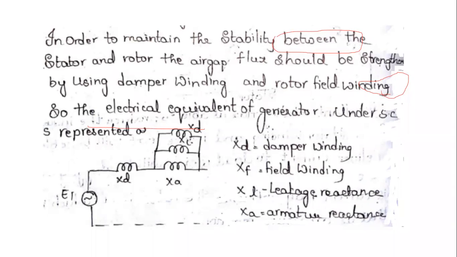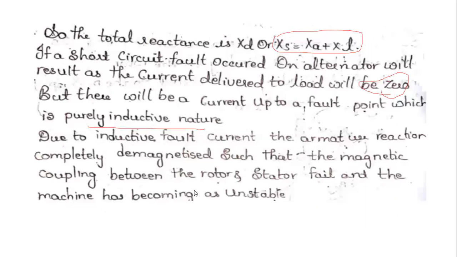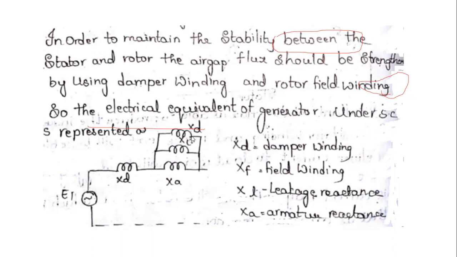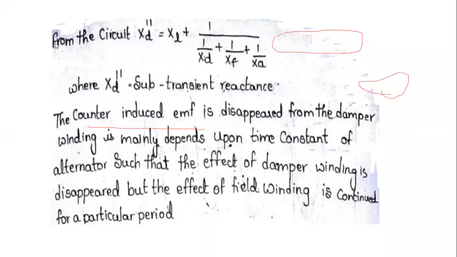How will the machine be converted into stable operation? By adding the damper and rotor field windings. From that circuit, we can write XD double dash is equal to XL plus 1 by XD plus 1 by XF plus 1 by XA. This is connected in parallel, that's why we are considering it like this.